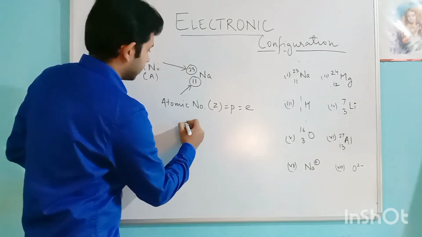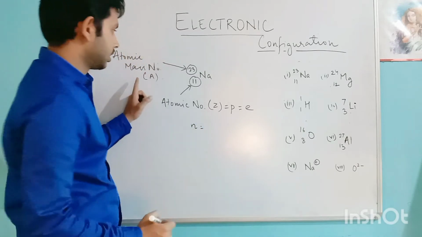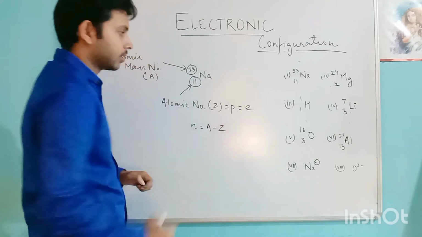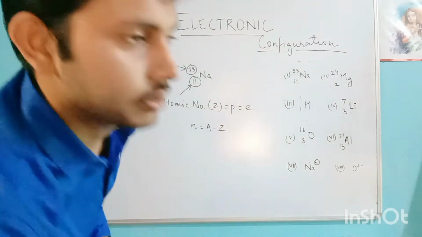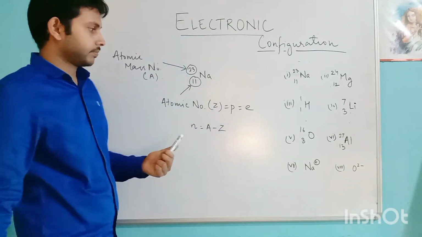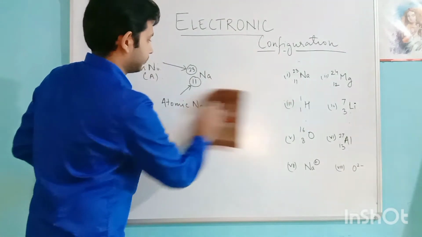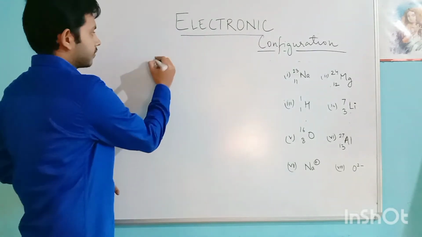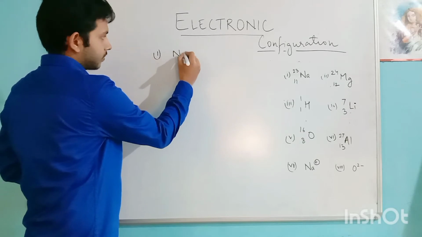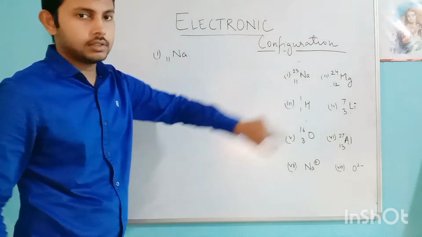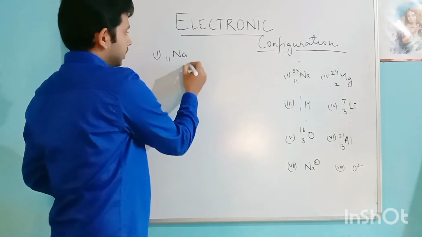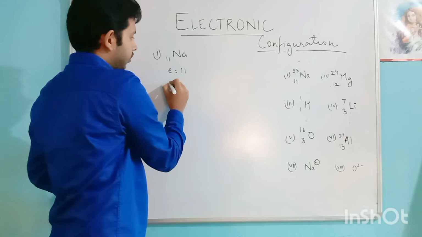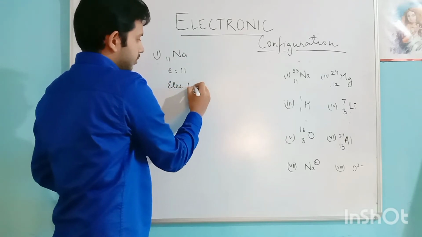And also you can write the number of neutrons is the larger minus the smaller, atomic mass number minus atomic number. You can write this, pause the video and write it. Now let's write. The first question is sodium. We have to take only the smaller number, that is the atomic number. For sodium, the number of electrons is 11. So what will be the electronic configuration for sodium?